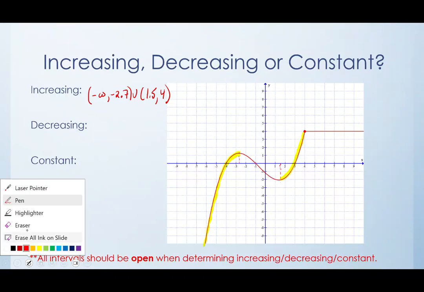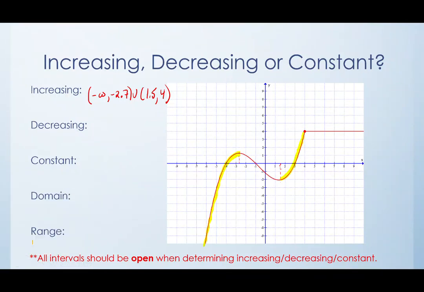Now decreasing, we are looking at just this segment in the middle, right? So make sure you're using the same points as you did before, right? Because this kind of picks up, it's increasing, then, oh, we're decreasing. So we're looking at negative 2.7 to 1.5 for our interval.